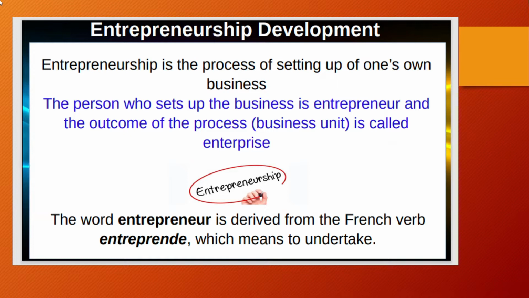Entrepreneurship, as we all understand, is the process of setting up one's own business. The person who sets up the business is called an entrepreneur, and the outcome of the process, which is the business unit itself, is called an enterprise. Now a lot of you would say, sir, where did this word come from? So the word entrepreneur is derived from the French verb entreprendre, which means to undertake. Let's move on to the next slide.